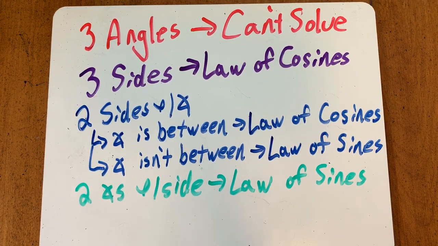So that's it. If you have three pieces of information in a triangle, you can solve the whole triangle using the law of sines and the law of cosines. You use the law of cosines when you have all three sides, or two sides and the angle in between. You use the law of sines when you have two sides and the angle isn't between them, or any two angles and one side.